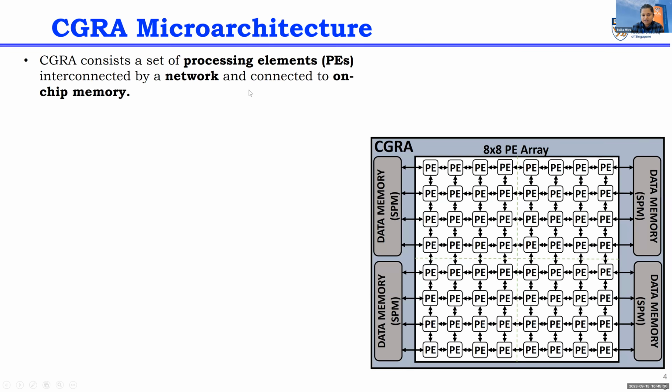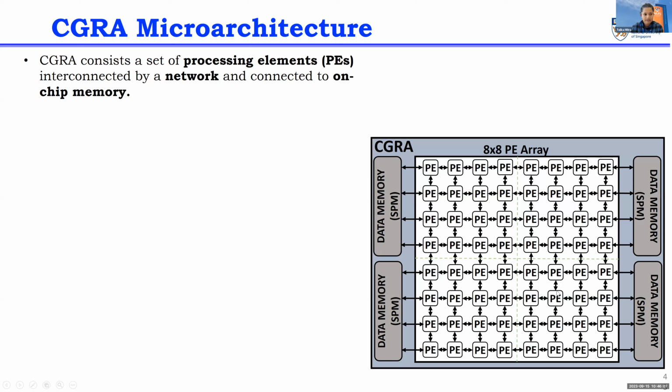A CGRA consists of a set of processing elements which are interconnected by a network, and those are connected to a data memory or an on-chip memory. In the diagram here, you can see an 8x8 CGRA with 64 PEs. Each PE is directly connected with its neighbors, forming a mesh network. All the PEs at the two borders are directly connected to a data memory, where we store the incoming data arrays, which will be forwarded to the middle part of the CGRA.